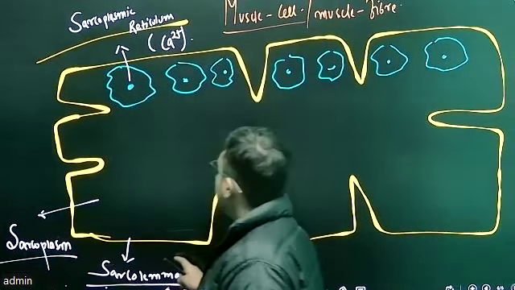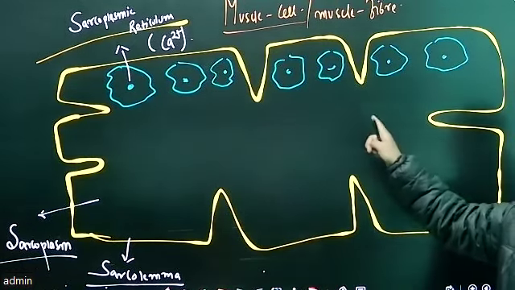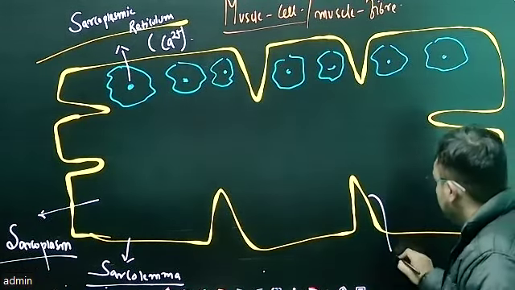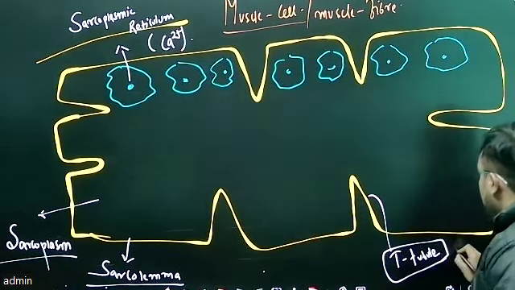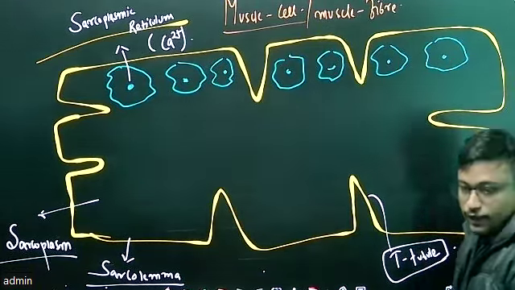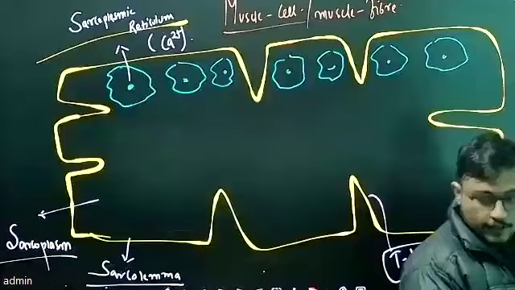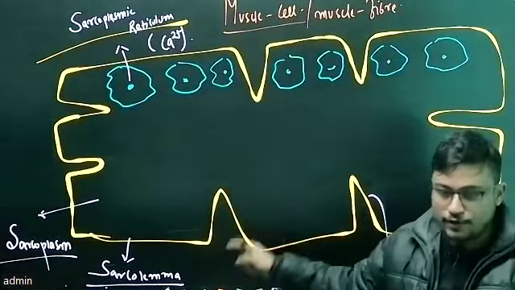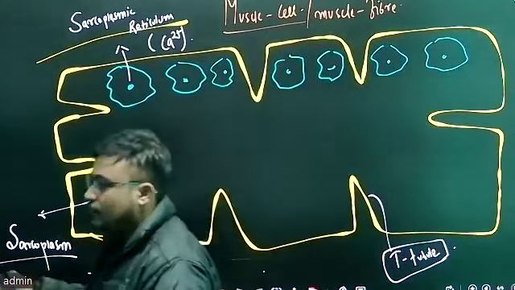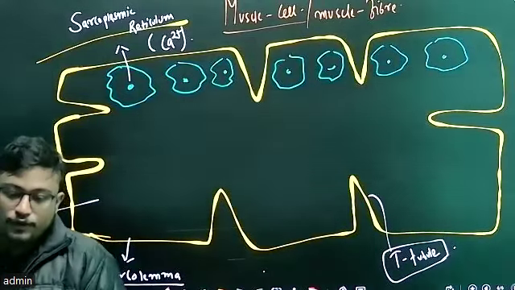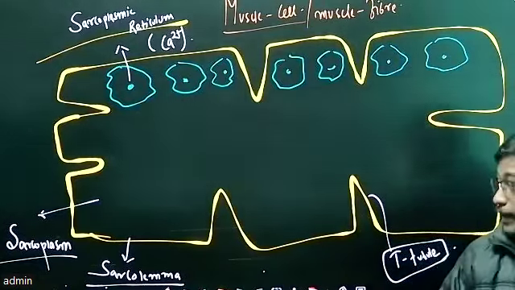Can you see the depressions that are present in the sarcolemma? These depressions are called T tubules. Yes or no? Through this T tubule, the calcium ion will be released during the time of muscle contraction. Whenever there is muscle contraction, calcium ion is going to be released through this T tubule.